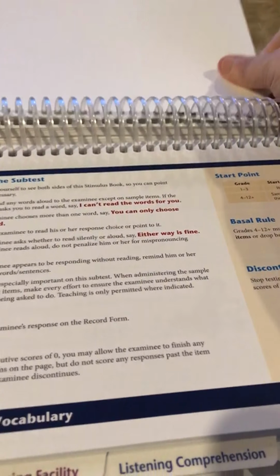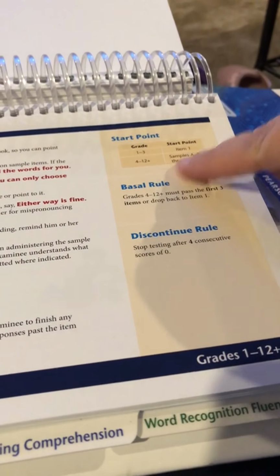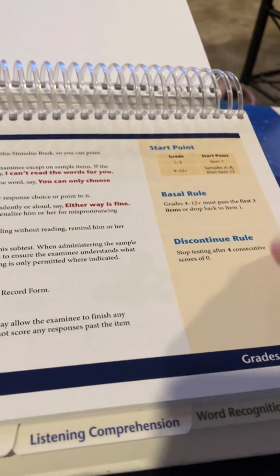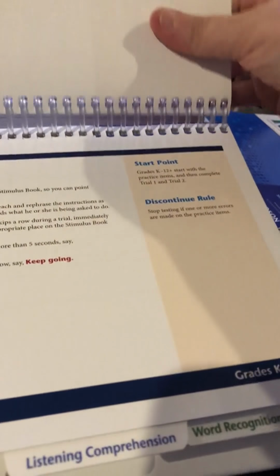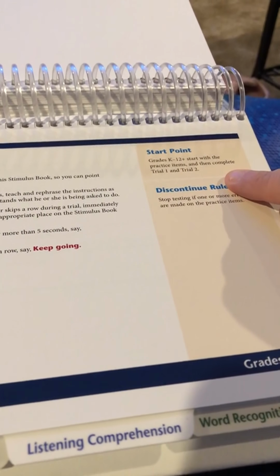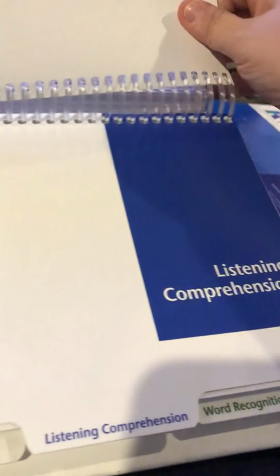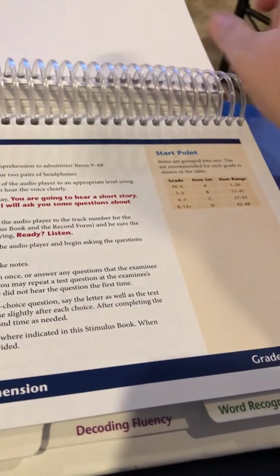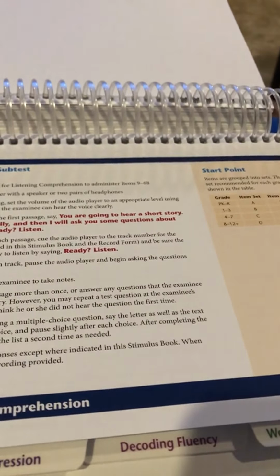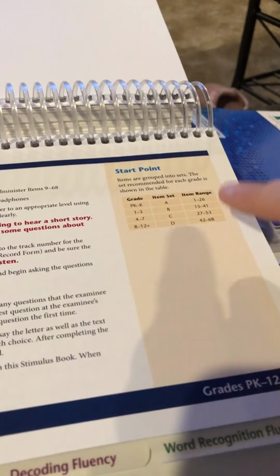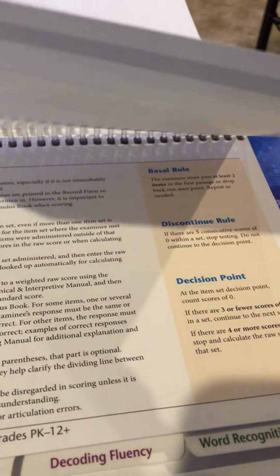Reading vocabulary is grades 1 through 12. You have a start point. And then we have a basal and discontinue rule here. Letter naming facility, grades K through 12, start with the practice items, and you have a discontinue rule. Listening comprehension, there will be an audio file. This is pre-K through 12 plus, and you have a start point.